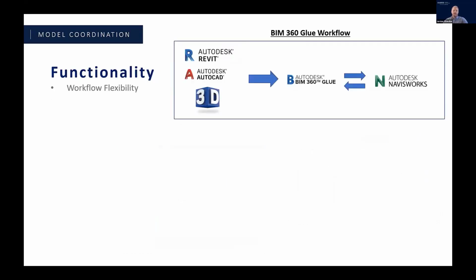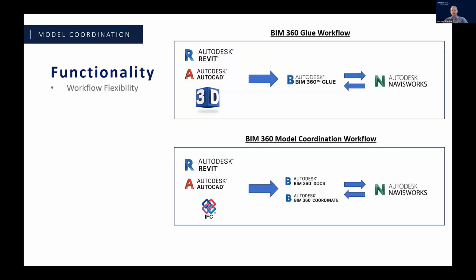As for the functionality, this is just a quick overview of the Glue workflow. I think probably most people are familiar with that, but you've got some design authoring software, pretty much any 3D format. Glue's really good about accepting 3D formats. And then you push it up to the Glue server. You can merge those models, create clashes. You can pull it into Navisworks, go back and forth, etc.